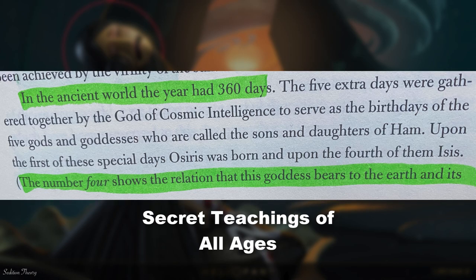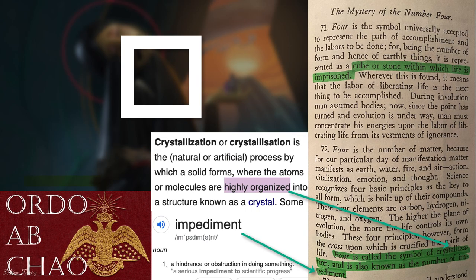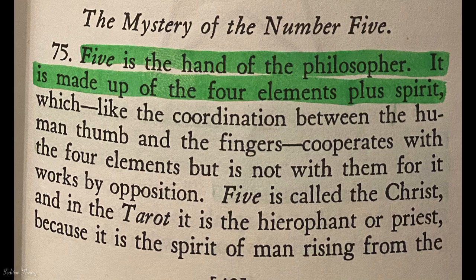The number four shows the relation that its goddess bears to the earth and its elements. It is also the symbol universally accepted to represent the path of accomplishment and the labours to be done. For being the number of form and hence of earthly things, it is represented as a cube or stone within which life has been imprisoned.